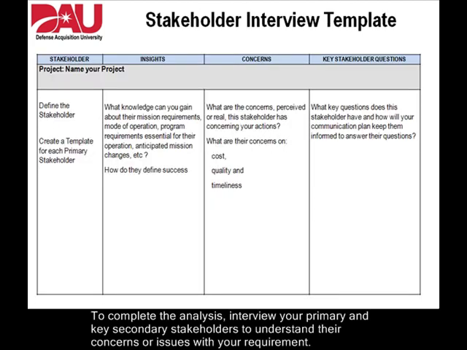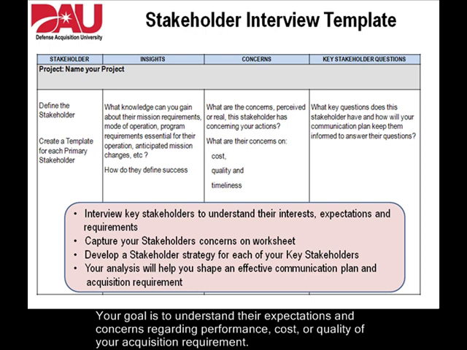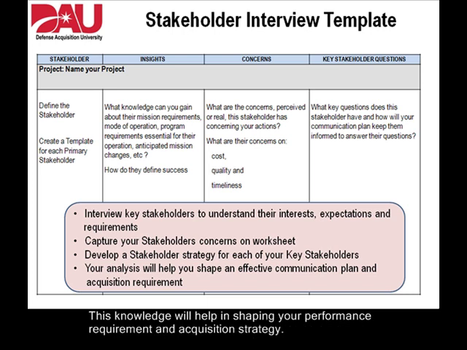To complete the analysis, interview your primary and key secondary stakeholders to understand their concerns or issues with your requirement. How do they define success for your effort? Use a separate form for each stakeholder similar to this template. Your goal is to understand their expectations and concerns regarding performance, cost, or quality of your acquisition requirement. This knowledge will help in shaping your performance requirement and acquisition strategy.